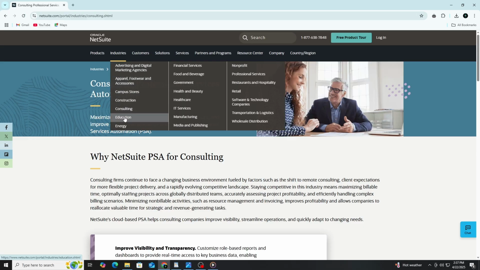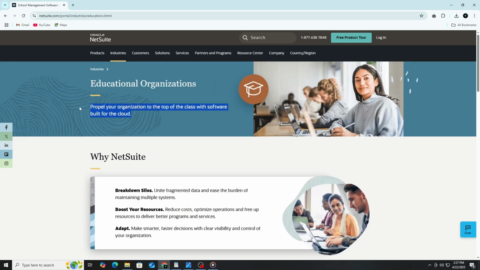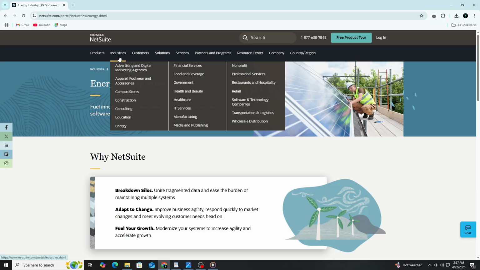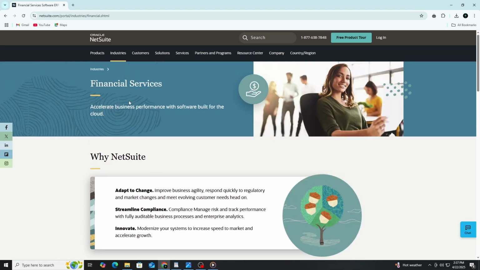Education providers like training centers and private schools can manage enrollments, student records, and tuition payments. In the energy industry, companies deal with complex billing and regulations. NetSuite helps streamline operations while staying compliant. Financial services firms can manage client portfolios, track investments, and handle compliance with secure data systems. Government entities can use it for procurement, budgeting, and vendor management. It helps ensure transparency and control.